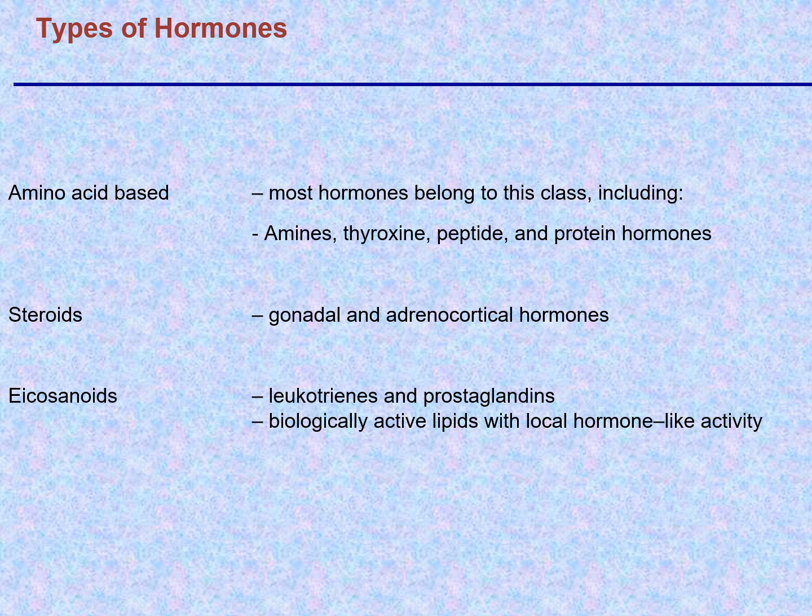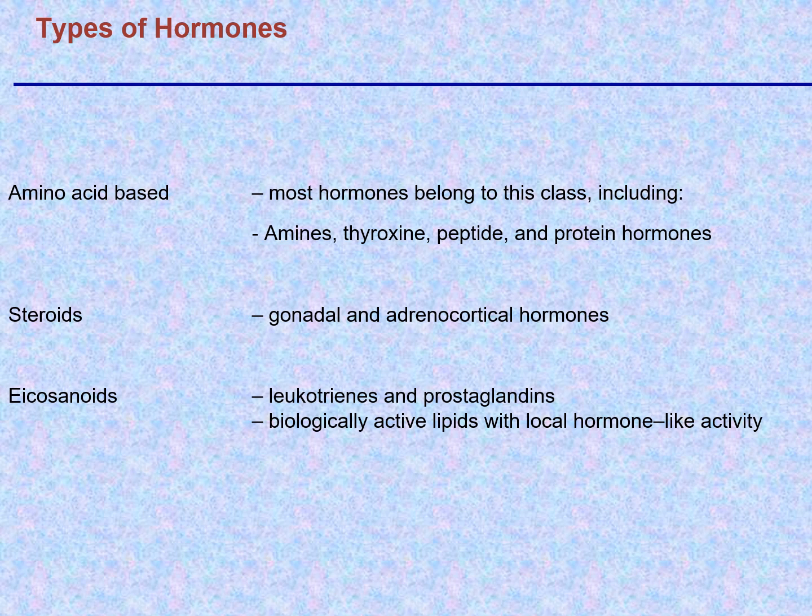And that includes some amines, the thyroxine produced by the thyroid gland, and different protein or peptide hormones. There's many, and I'll explain which ones are proteins later.